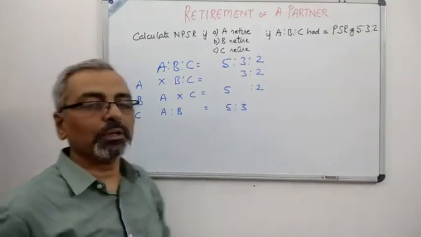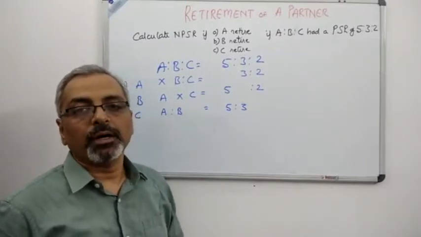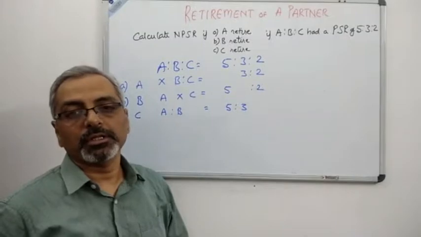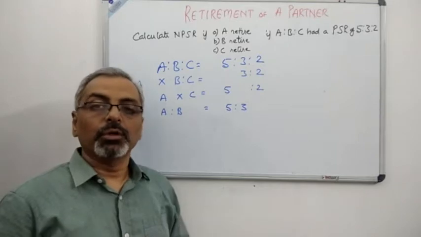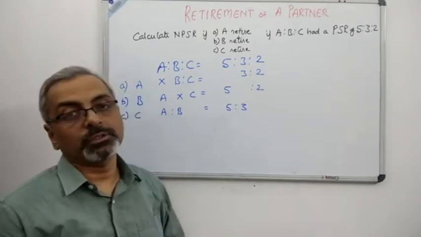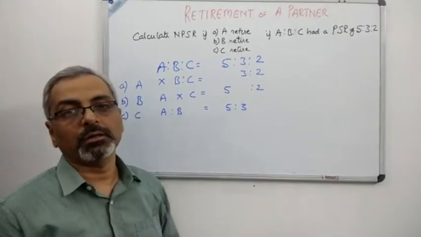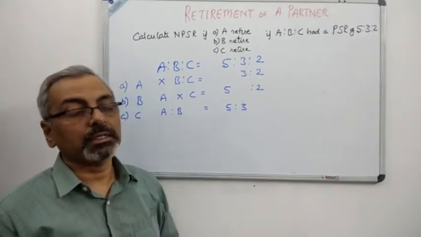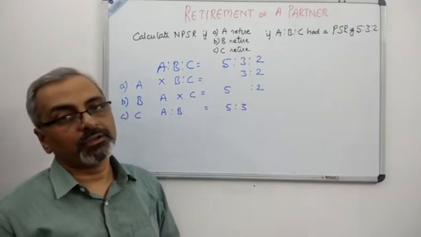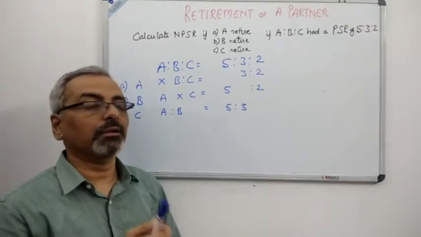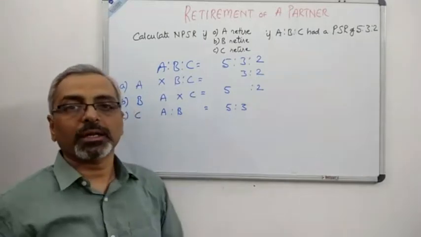So this is a very simple calculation. We need to know that when no information is given, and the only information given is about the retirement of a specific partner, the new ratio will remain as it was, like the old ratio. You can see the old ratio was 5:3:2, and when the first partner A has retired, the remaining partners have the ratio which was earlier, and when B has retired, that ratio still remains, and when C has retired, the ratio still remains. You can see 3:2, 5:2 and 5:3 respectively.